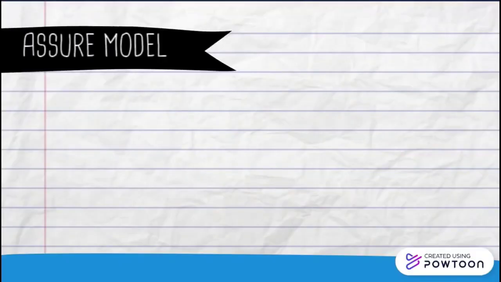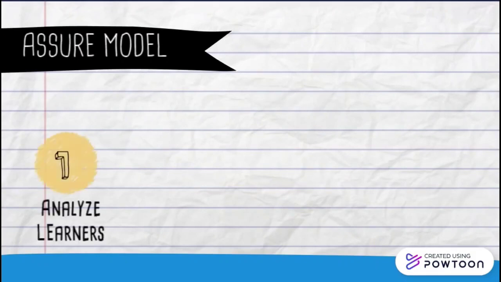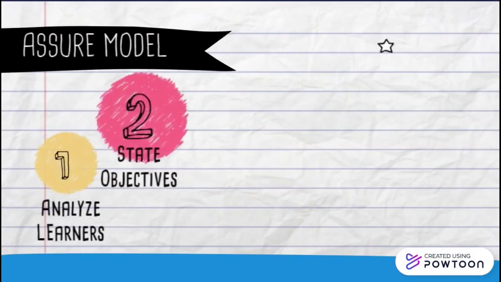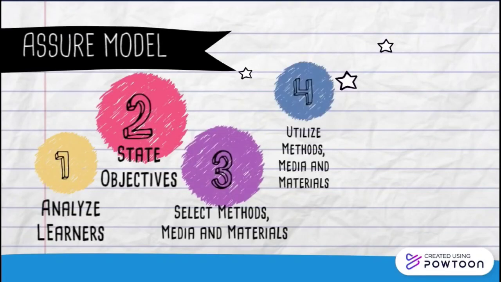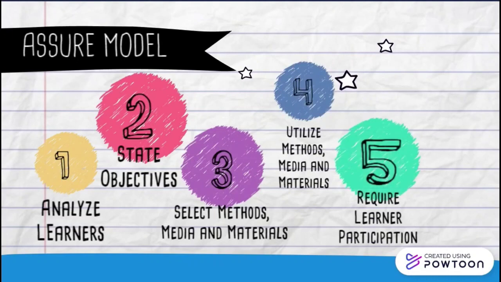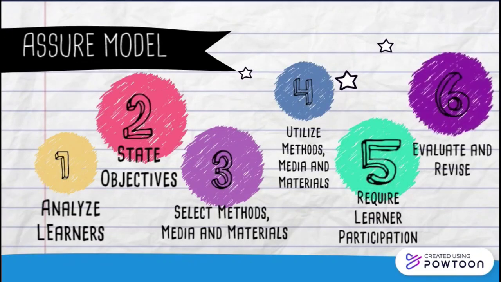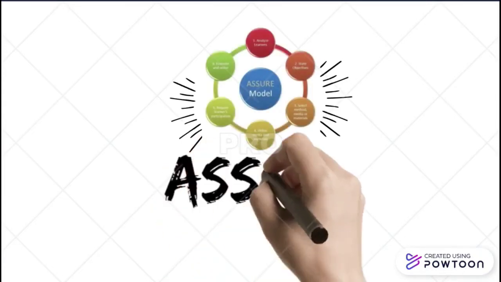Overall, the ASSURE model has 6 components, each necessary for the successful implementation of the instruction, including analyze learners, state objectives, select methods, media and materials, utilize media and materials, require learner participation, and evaluate and revise.